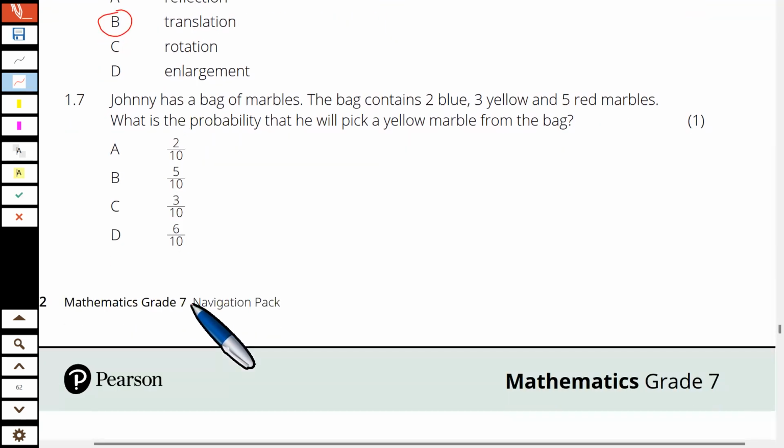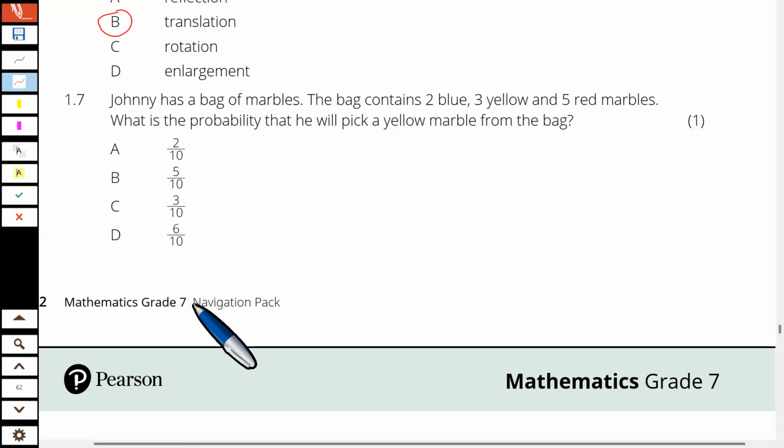Okay, let's look at 1.7. Johnny has a bag of marbles. The bag contains 2 blue, 3 yellow, and 5 red marbles. What is the probability that he will pick a yellow marble from the bag? What do you think the probability in 1.7 is? I'm giving you 1 minute. I think the probability is 2/10. You think it's 2/10? Yes. Okay, let's check together.